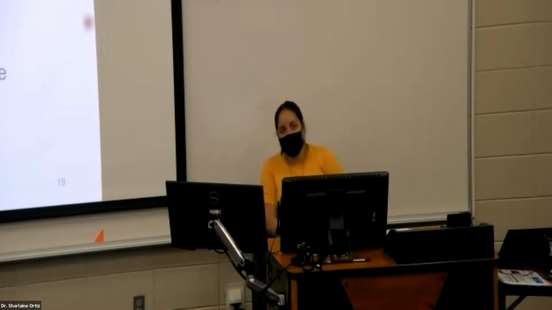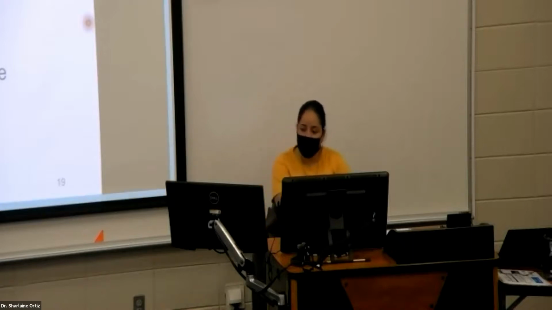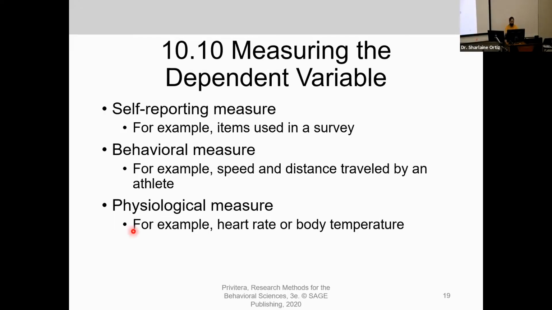But how is it that we gather this data? How exactly do we gather this data? So let's look into some of the ways that we can actually get this information. How exactly can I measure the dependent variable? One of the ways is self-reporting, right? The participant is going to let you know exactly their symptom reduction.